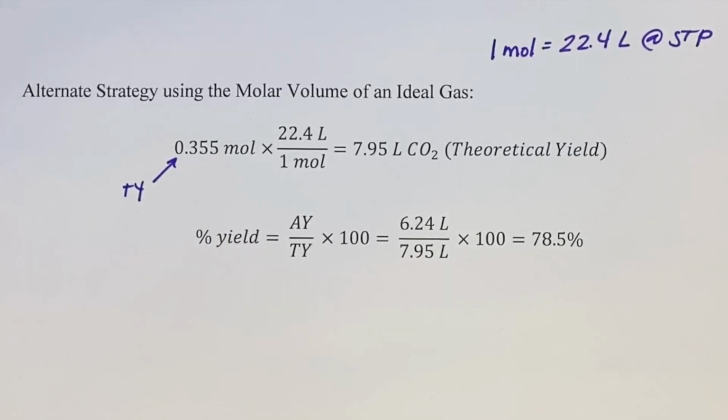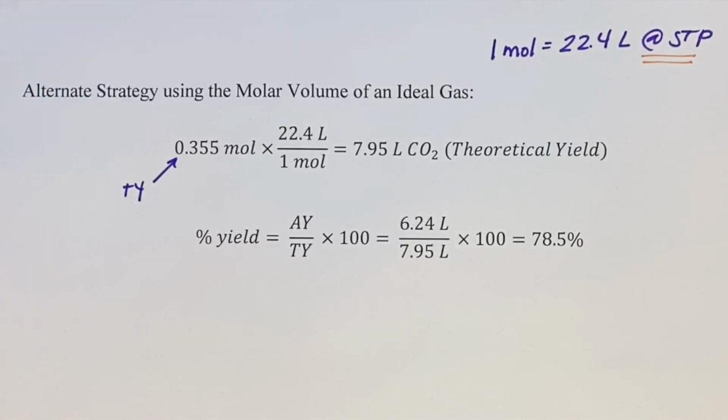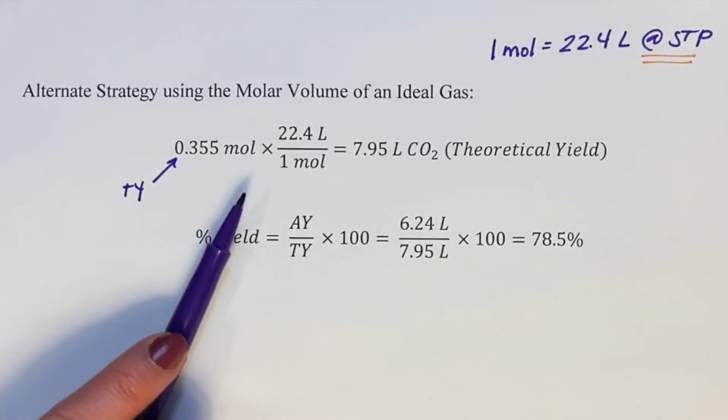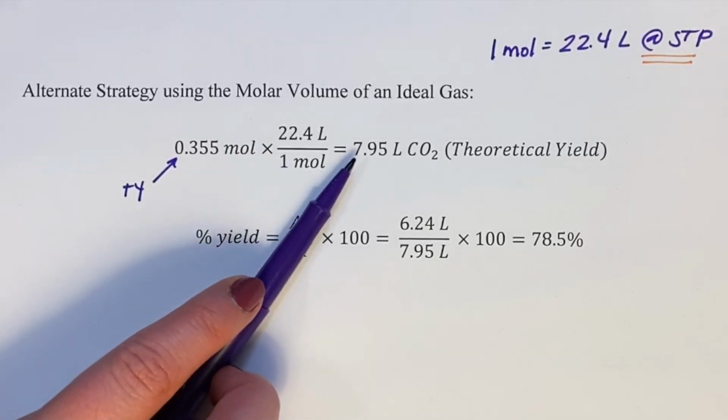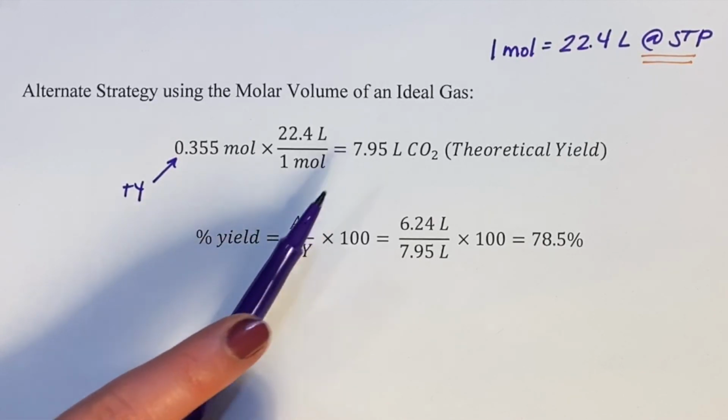Again, this only works because our gas is at STP. If our gas was not at STP, we could not use this simplification. So that means that we can use this as a conversion factor. When we use the calculation this way, we get 7.95 liters of carbon dioxide. That's a little different from the 7.96 liters that we calculated previously, but that just has to do with the difference in the significant figures throughout, and those minor differences will be okay in the end.